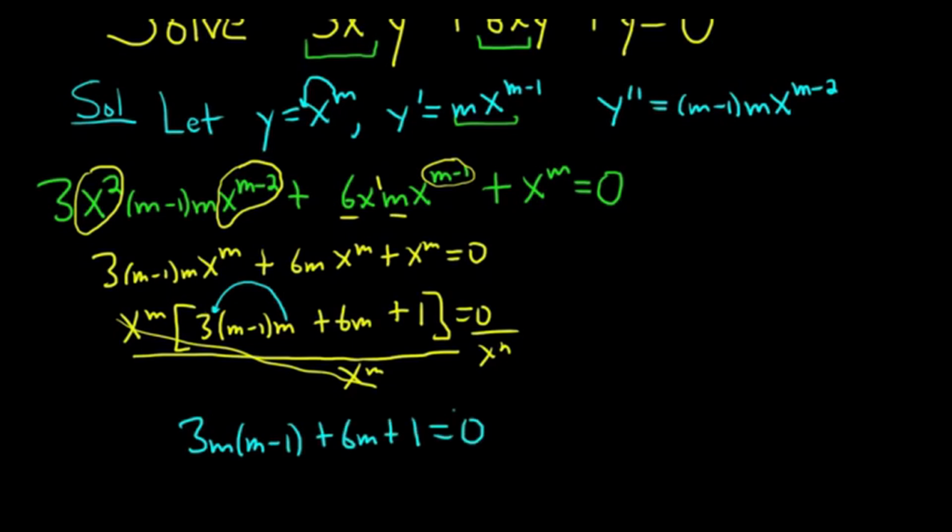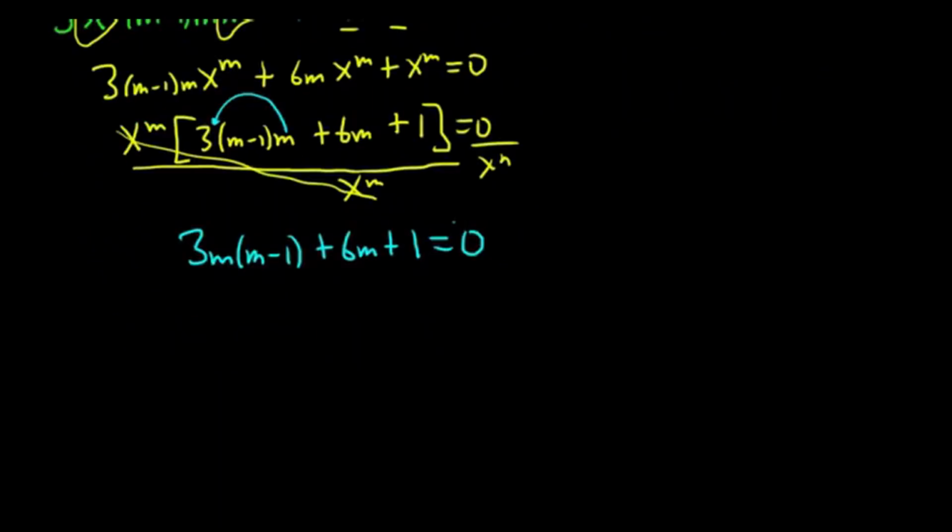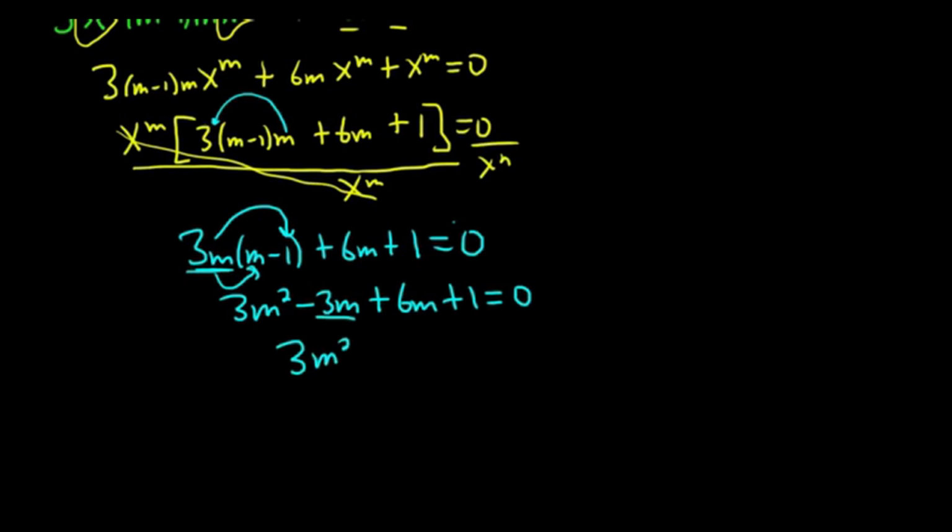Now we have to solve this equation for m. So I think a good step here would be to distribute this 3m. So 3m times m is 3m squared. Then 3m times negative 1 is negative 3m. Then we have plus 6m and plus 1, and that's all equal to 0. So we have 3m squared. Let's see. Negative 3m plus 6m is 3m. Then we have plus 1, and this is all equal to 0. Good stuff.